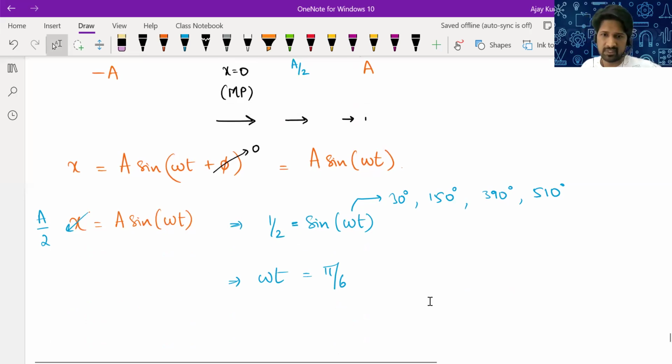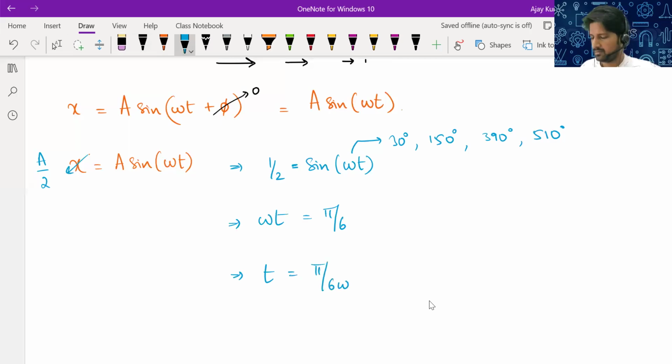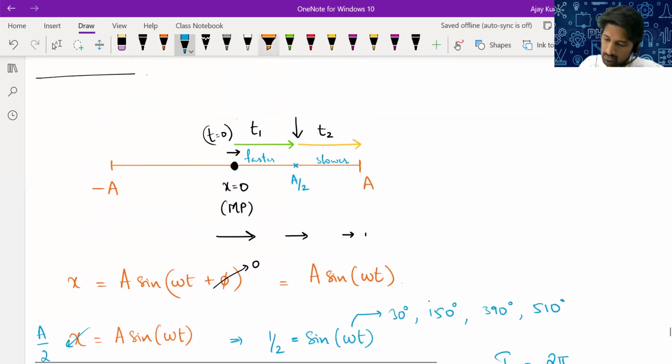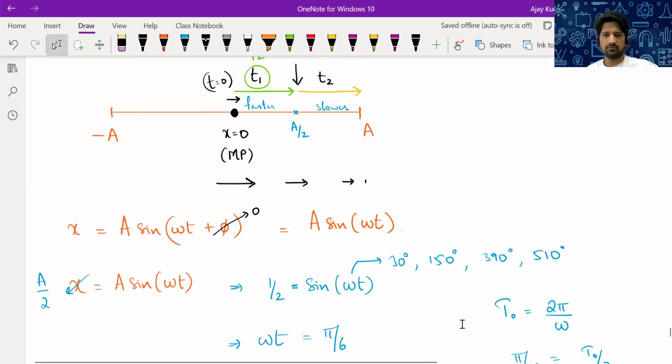So you take omega t as pi by 6. That's the first possible solution, the first positive solution for this equation. Then you get t is equal to pi by 6 omega. Now, how much is the time period? The time period of oscillation is 2 pi divided by omega. So, pi by omega can be written as time period divided by 2. If you do that, this becomes time period by 6 into 2, that is 12. So, the time taken to go from 0 to a by 2, the time taken for the first part of this journey, is 1/12 of the time period. When expressed in terms of time period, it is 1/12 of the time period.